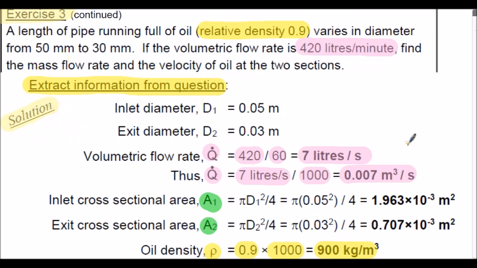Note the conversions here from litres per minute to meters cubed per second. Calculation of the areas at the inlet and outlet sections, and also converting the relative density to a mass density, shown here.